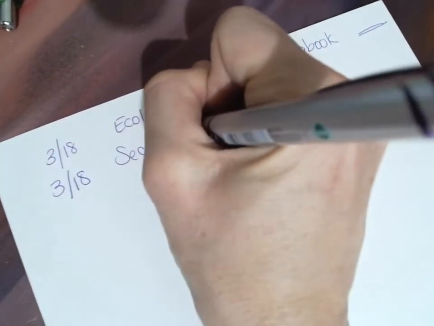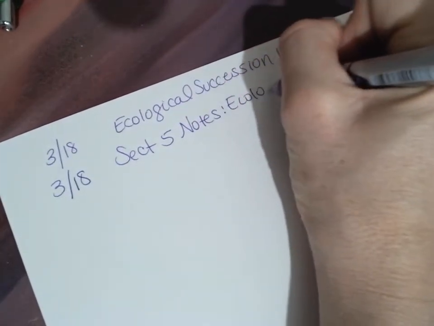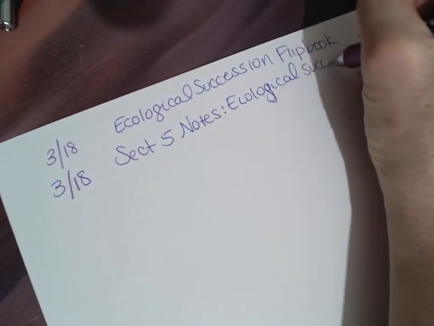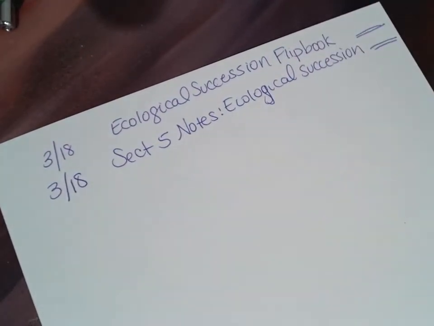Section 5 notes, ecological succession. And same thing, next number. I'm doing it this way because my first video was on the whiteboard and I'm just, we're moving on. I can't do that again.